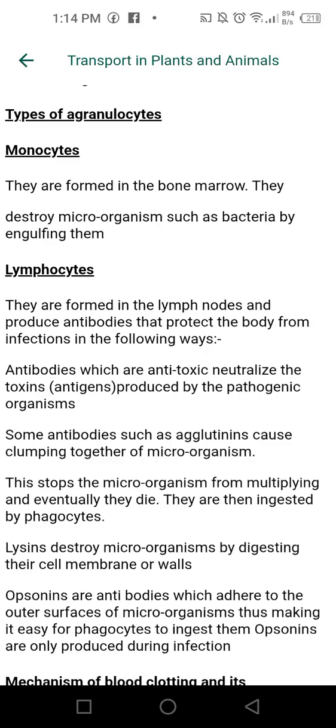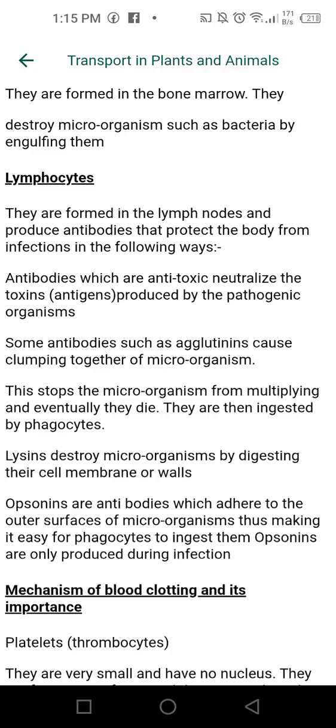Some antibodies such as agglutinins cause clumping together of microorganisms. This stops the microorganisms from multiplying and eventually they die. They are then ingested by phagocytes. Lysins destroy microorganisms by digesting their cell membrane or walls. Opsonins are antibodies which adhere to the outer surfaces of microorganisms, thus making it easy for phagocytes to ingest them. Opsonins are only produced during infection.